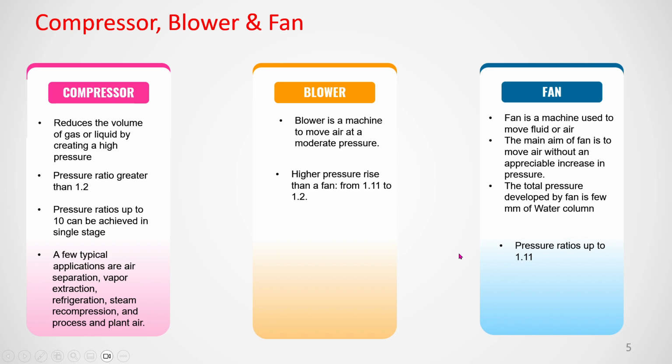So these are the three types of machinery we are using in industry. When the discharge pressure ratio P2 by P1 is more than 1.2, you can say it is a compressor. When the ratio is 1.1 to 1.2, it is called a blower, and when the pressure ratio is up to 1.11, it is called a fan.